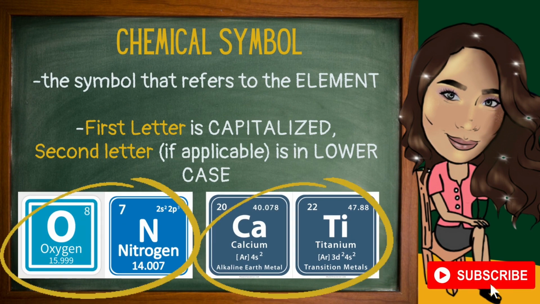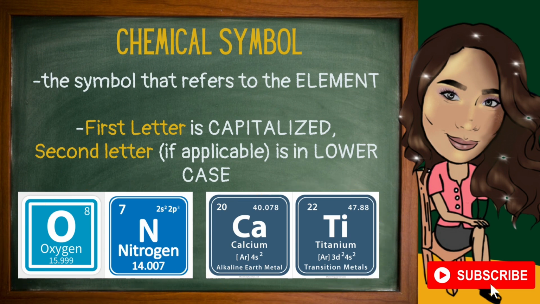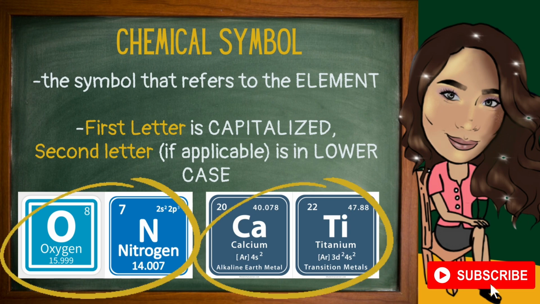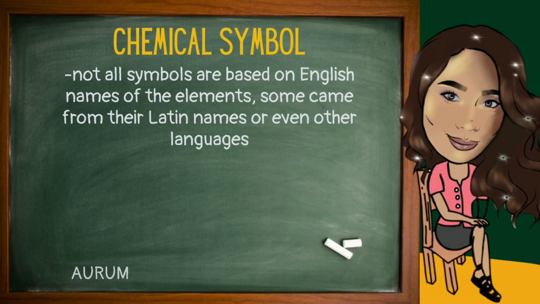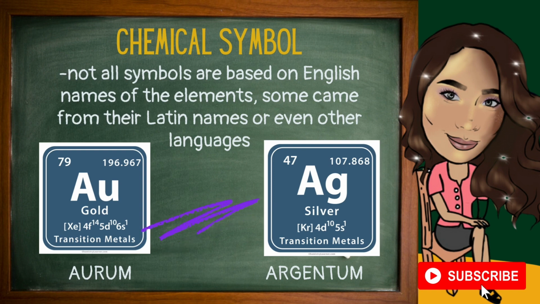So what about the chemical symbol? The chemical symbol is the symbol that refers to the element. The first letter is capitalized, and the second letter, if applicable, is in lowercase. It's just like in oxygen and nitrogen, so it's capital letter O and N, while in calcium and titanium, it's Ca and Ti. Not all symbols are based on English names of the elements. Some came from their Latin names or even other languages, just like gold, which is aurum, Au, and argentum, which is Ag, the name for silver.